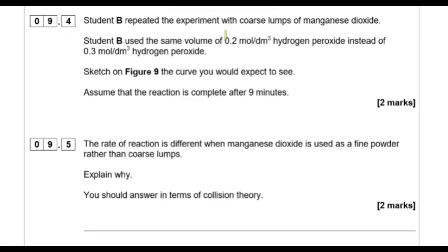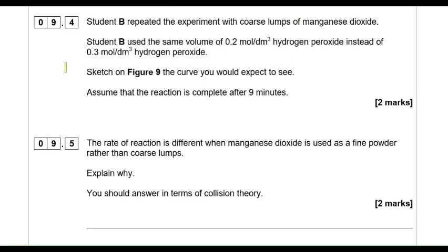9.4. Student B repeated the experiment with coarse lumps of manganese dioxide. Student B used the same volume of 0.2 moles per decimeter cubed hydrogen peroxide instead of 0.3 moles per decimeter cubed. Sketch on figure 9 a curve you'd expect to see. Assume that the reaction is complete after 9 minutes, and this is for 2 marks.